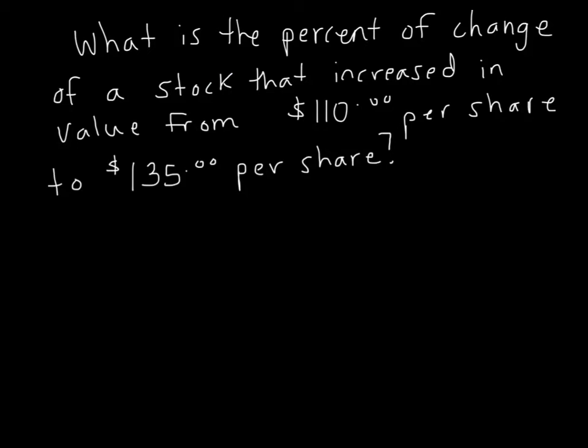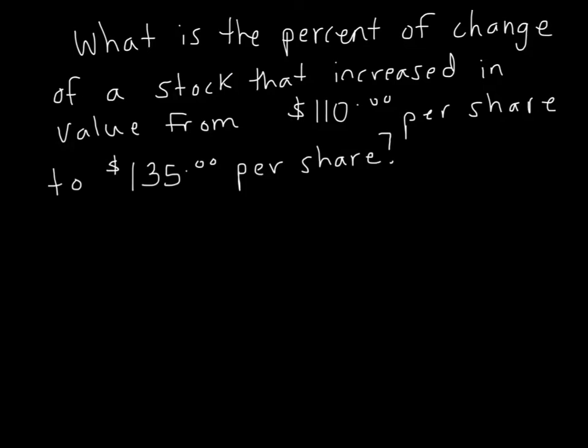Good luck with that. So we want to take the amount of change and divide it by the original amount to get the percent of increase or decrease. The first thing I want us to look at is this is an increase problem because we're going up. That's pretty straightforward. So the difference between 110 and 135 is 25.